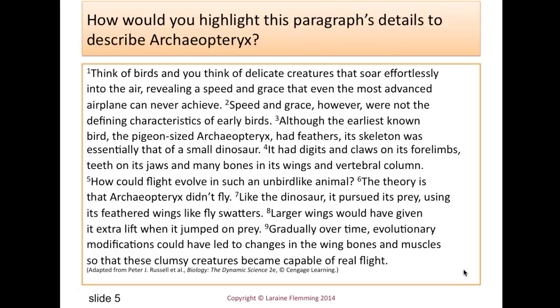So if you were picking out details that would allow you to identify an Archaeopteryx, what would it be? Well, already, when we start in sentence 3, we see that it has feathers, it's got a skeleton like a dinosaur, it's got digits and claws, it's got a lot of bones. So we have a lot of information that would help us to visualize what an Archaeopteryx might look like. We might also, typically on a test, be asked to identify characteristics that distinguish the Archaeopteryx. So again, you can see that while minor details are called minor, they're not so minor. They're really a very important part of our paragraph and of what we're supposed to comprehend.